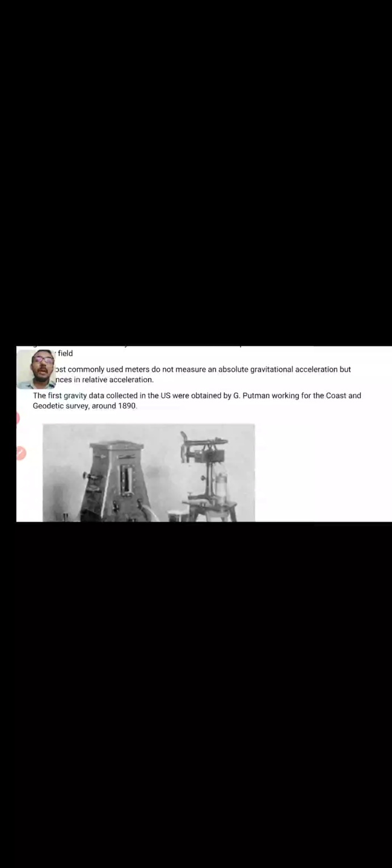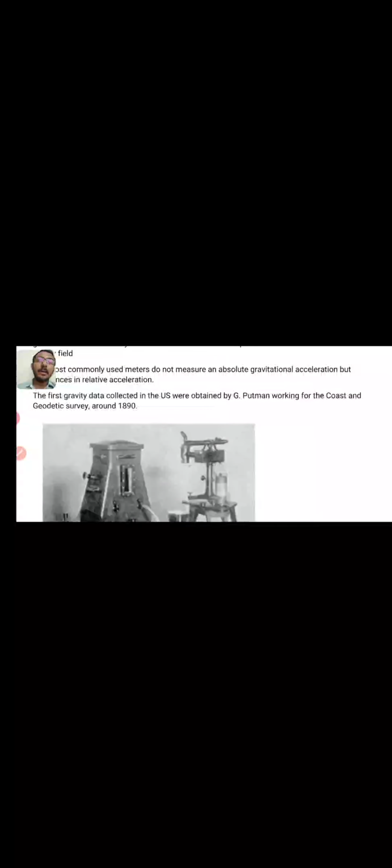The first gravity data collected in the US were obtained by G. Putman, working for the Coast and Geodetic Survey around 1890. You can see the picture of that gravimeter that was used. It was a pendulum type of gravity meter, and by using that meter, Putman found the gravity on the coast of the US. He took almost 6 months for his survey, and this is the picture of that gravity meter.